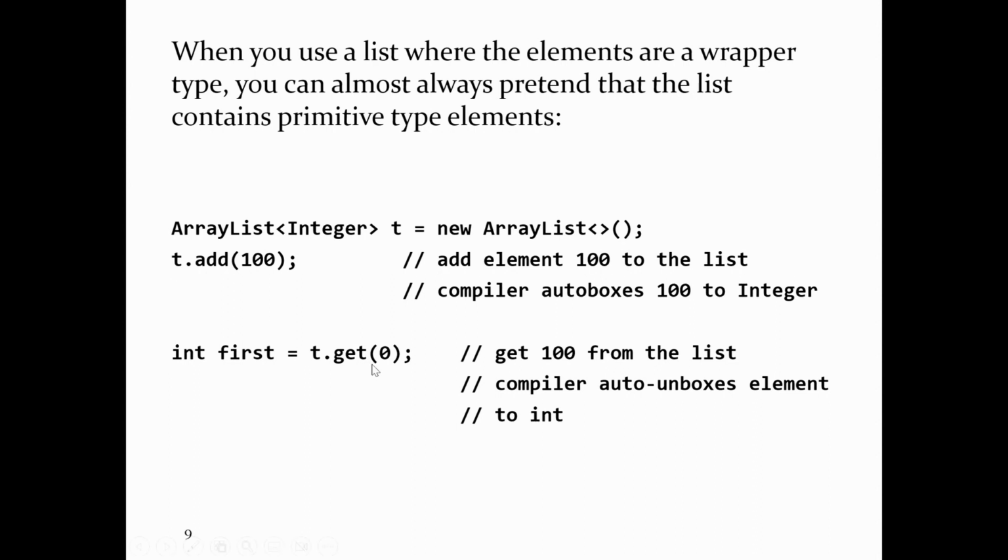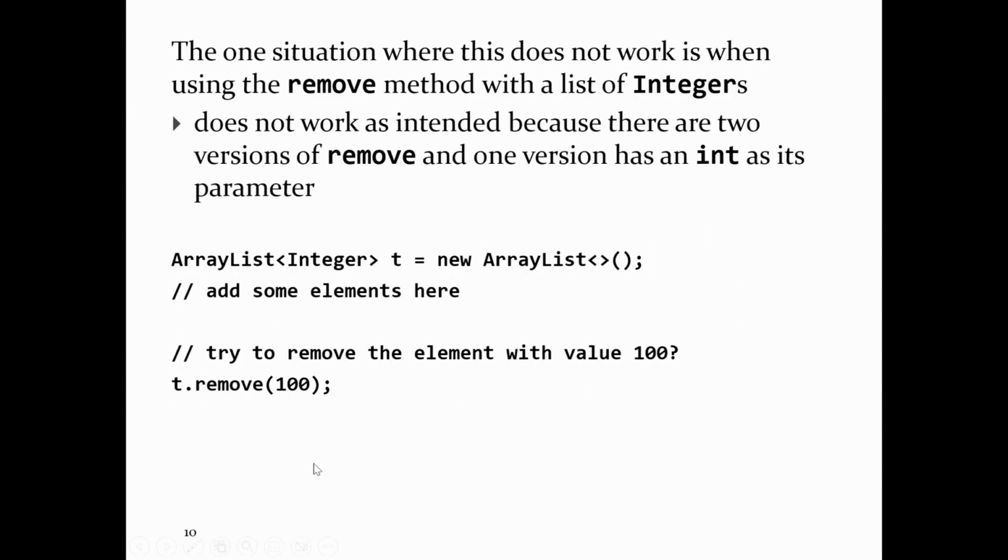Similarly, if I get a value out of the list, get is the method where you access an element in the list. You use an index, so there's one element in the list, so I can use index 0. If I get an element out of the list, it's actually an Integer object, but you can store that in an int value because the compiler will convert it for you automatically. There's only one situation where this doesn't work that I know of.